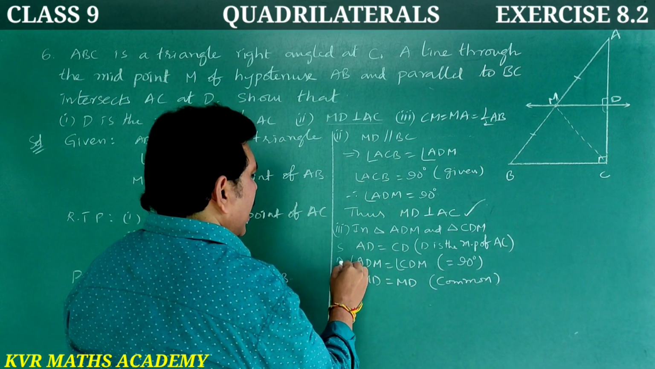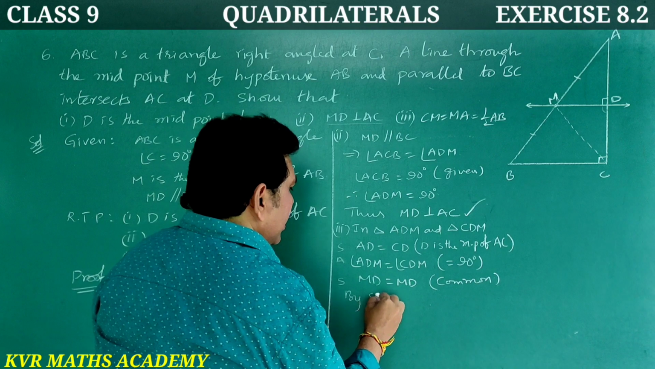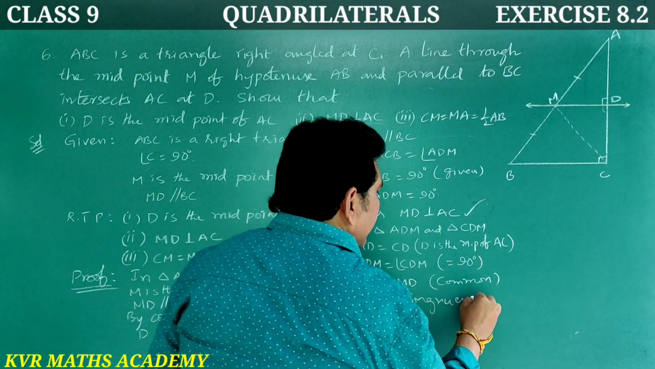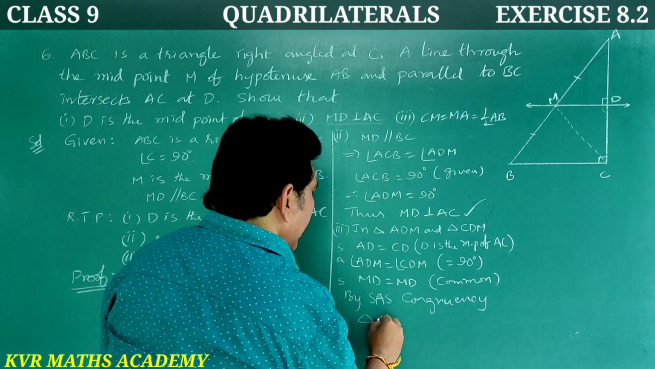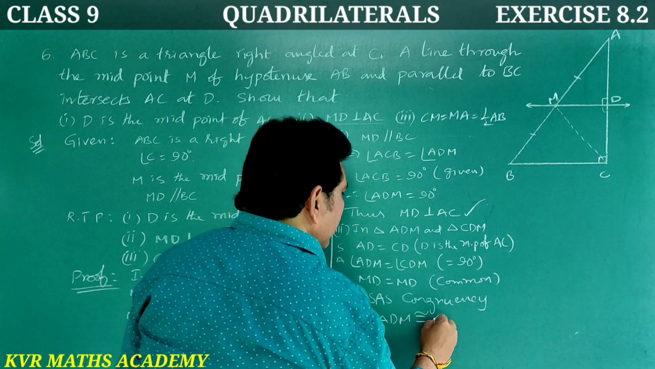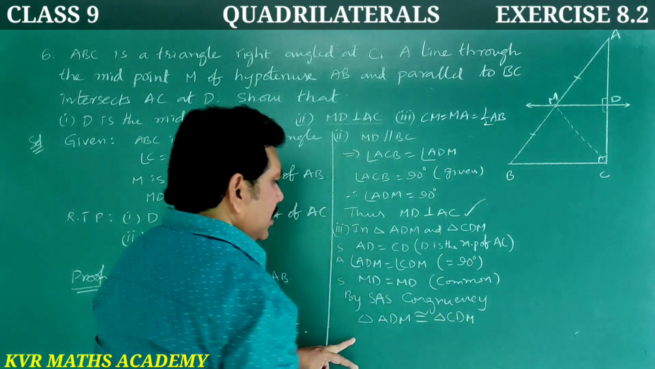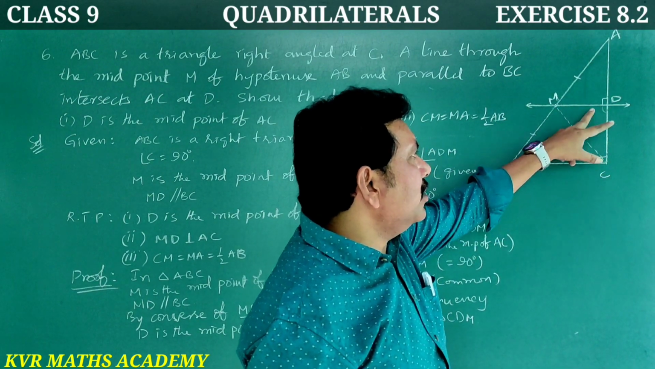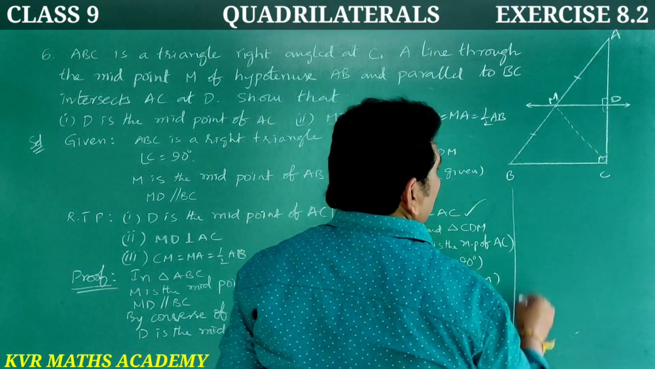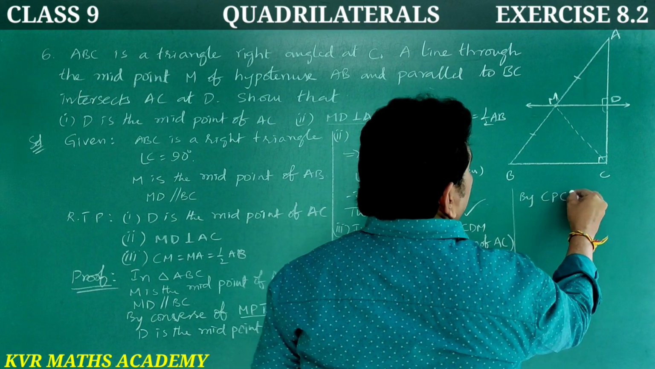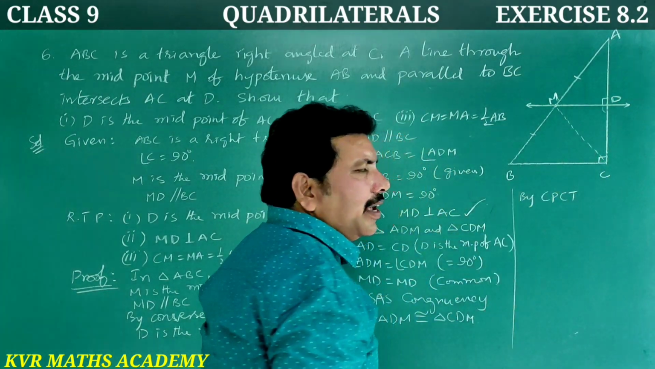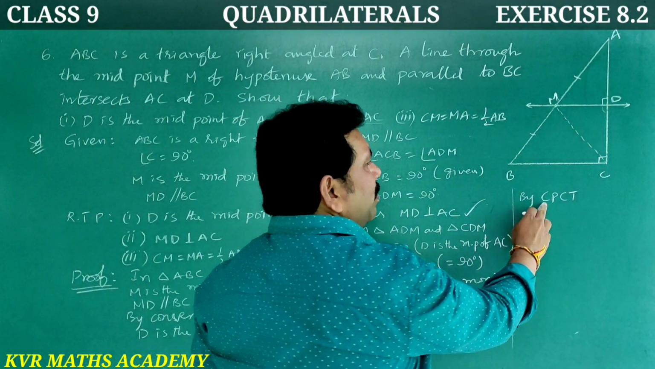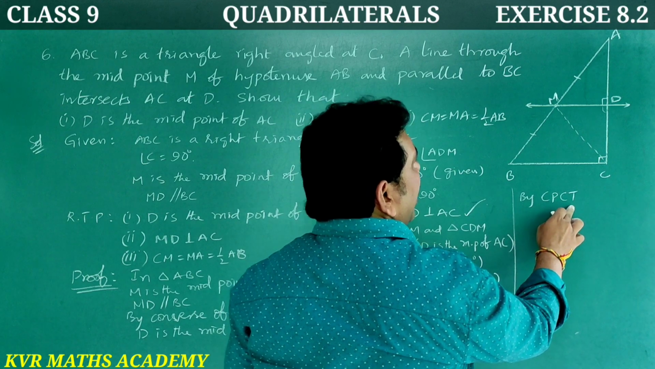MD is equal to MD, common. So by SAS congruency, triangle ADM is congruent to triangle CDM. By CPCT, if two triangles are congruent then corresponding parts are equal. CPCT means corresponding parts of congruent triangles.